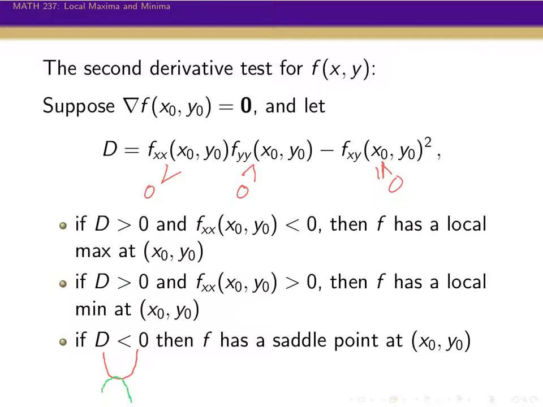Now that's not the only way that a saddle point can happen. So the other way that d can be less than 0 is if this minus f of xy squared is bigger than f of xx times f of yy, if this mixed partial squared dominates over fxx and fyy, then that also makes a saddle point.